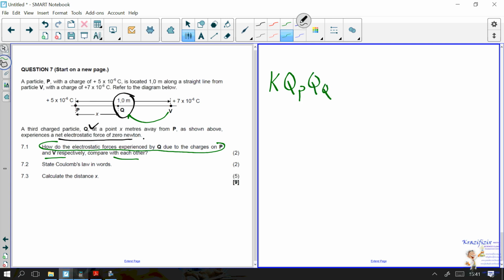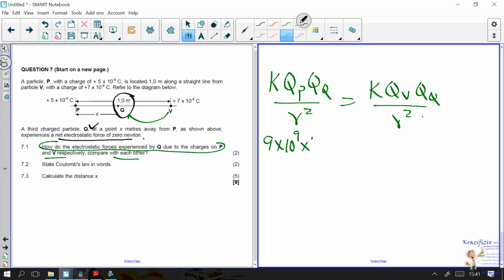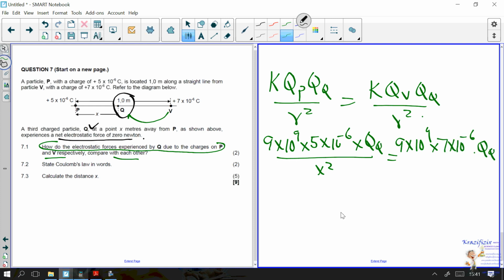kQpQq over r squared equals kQpQq over r squared. 9 times 10 to the power 9 times 5 times 10 to the power negative 6 times Qq over x squared equals 9 times 10 to the power 9. What's my Qv? 7 times 10 to the power negative 6 Qq over. Alright, just to help some of us. Now, what would that give me? 9 times 5 would be 45.